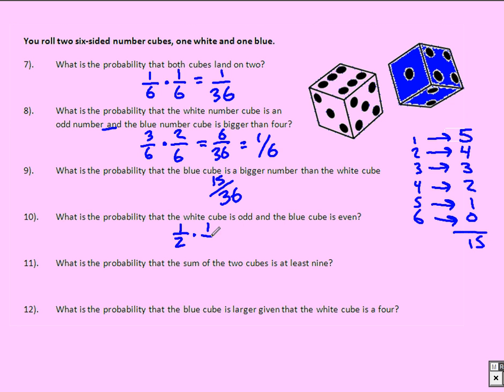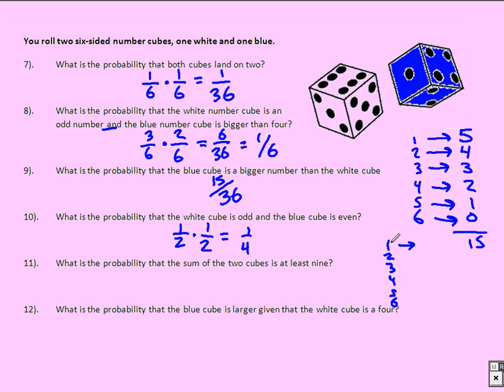And blue cube being even is the exact same, 1 out of 2, multiplying to get your 1 out of 4. What's the probability that the sum of the 2 cubes is at least 9, meaning 9 or more? Well, I'm going to list out options again, kind of like I did over here with the last problem. So 1, 2, 3, 4, 5, and 6.